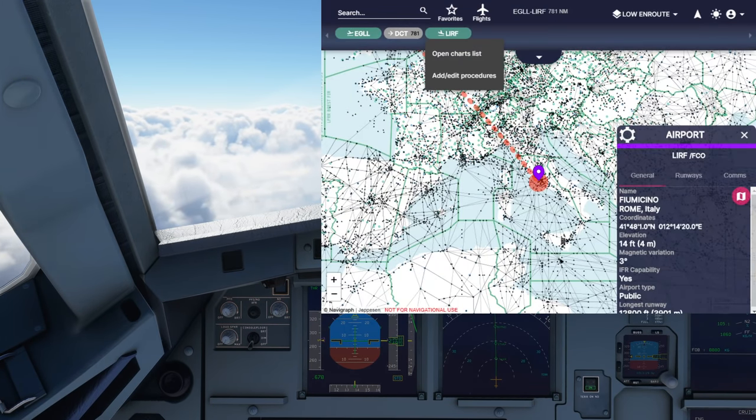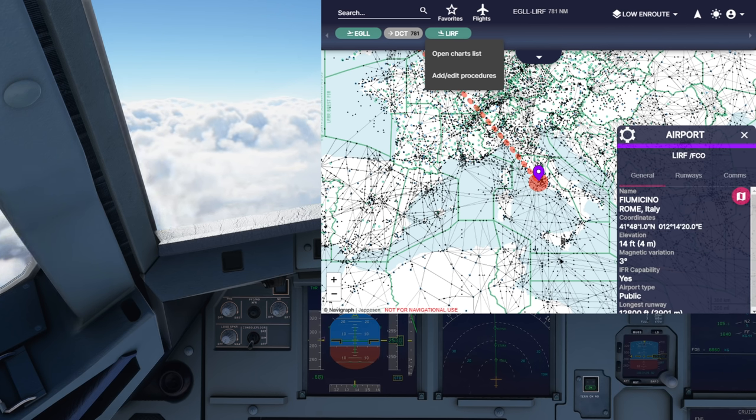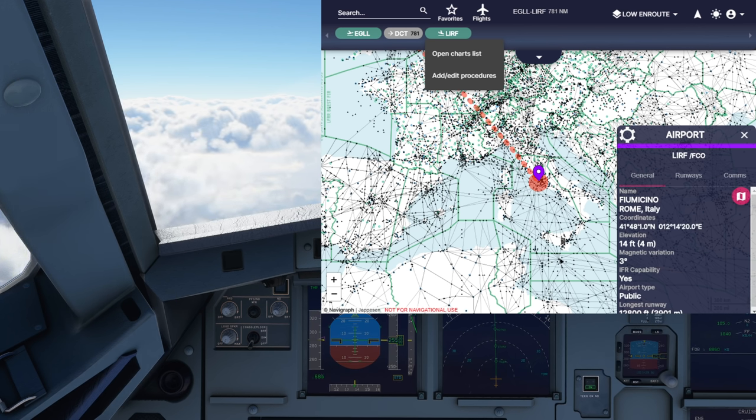So I'll just overlay that for you. So this is an external app I'm using. However, there's all sorts of ways to get your charts. You can have them on different iPad apps and all sorts. Now, Navigraph uses Jeppesen format charts, but most charts will be giving you the same information in a very similar way. You just need to know what you're looking for.